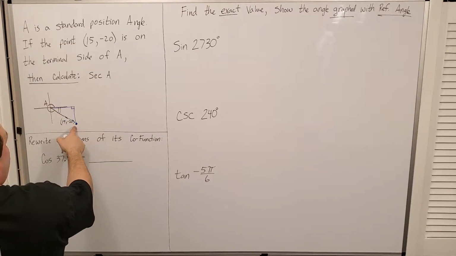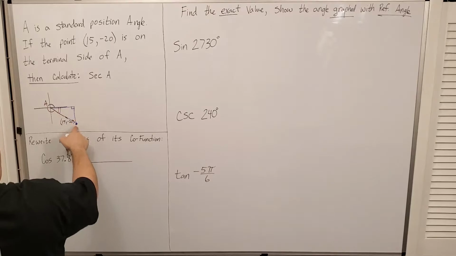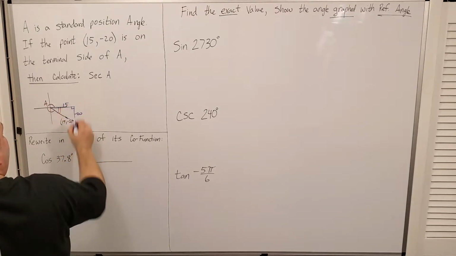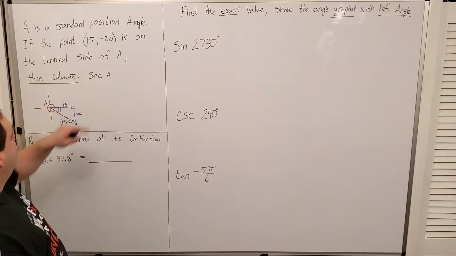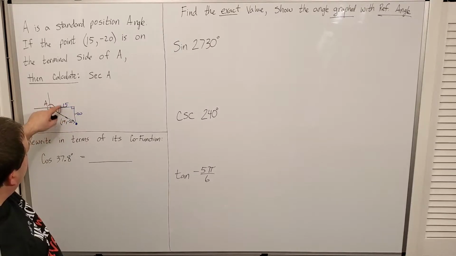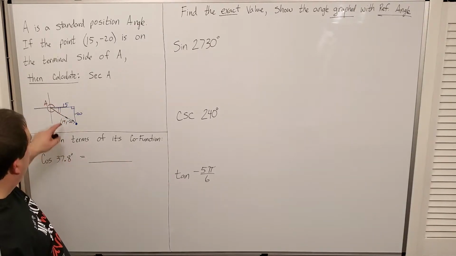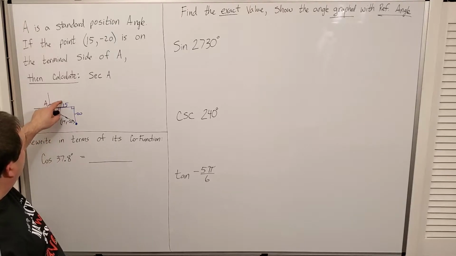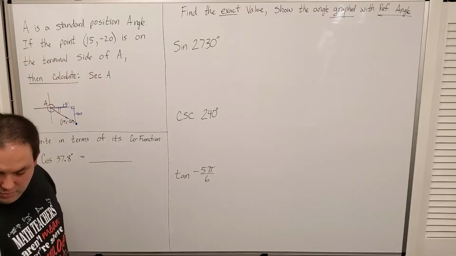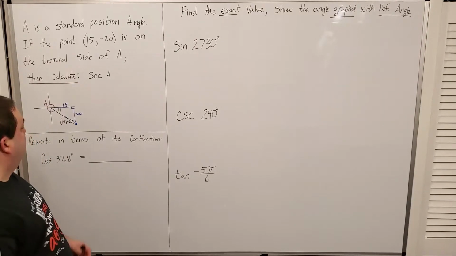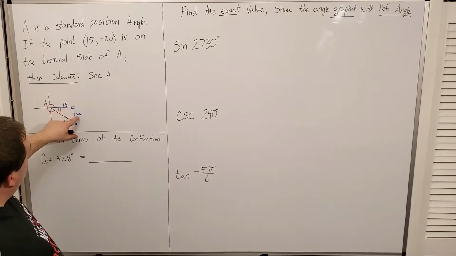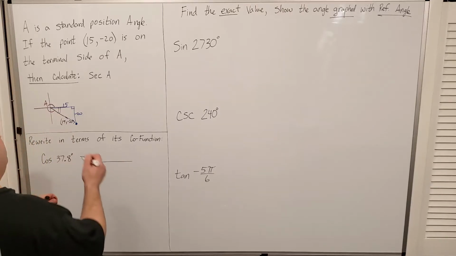Okay, so if the point is here, then I already know the opposite and adjacent sides. This is going to be negative 20. This is going to be 15. And secant of an angle is defined as the hypotenuse divided by the adjacent. So I just need to find the hypotenuse, put it over the adjacent, and reduce. Okay, so then I'm just going to use a little bit of my knowledge of triangles here. This is a 15, 20, 25 triangle.